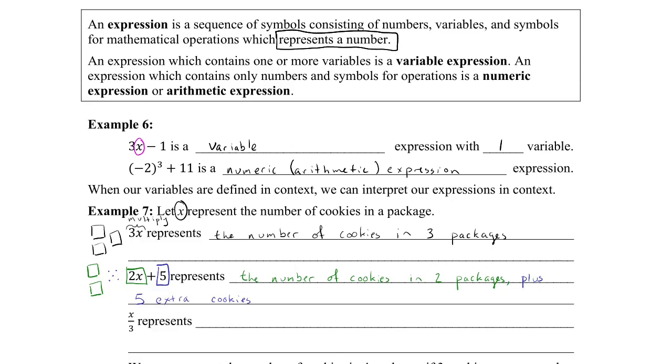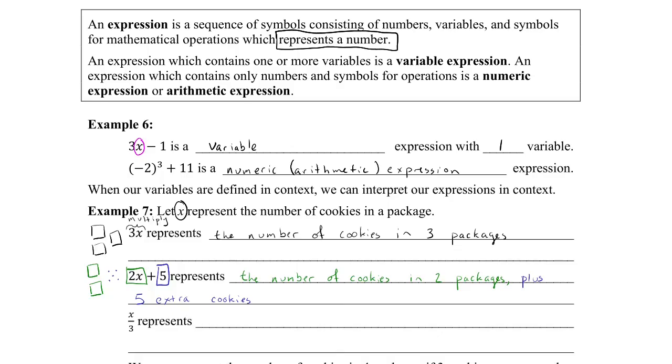Now notice, we don't actually know which is bigger, the 2x part or the 5 part, because we don't know how many cookies there are in a package. The packages might be like little 2-packs, in which case 5 cookies is more than what we get in 2 packages. On the other hand, the packages might be like the giant industrial size box of Oreos, in which case 2 packages is much more than 5 cookies. But we can't make a comparison between 2x and 5 since we don't know how much x represents.